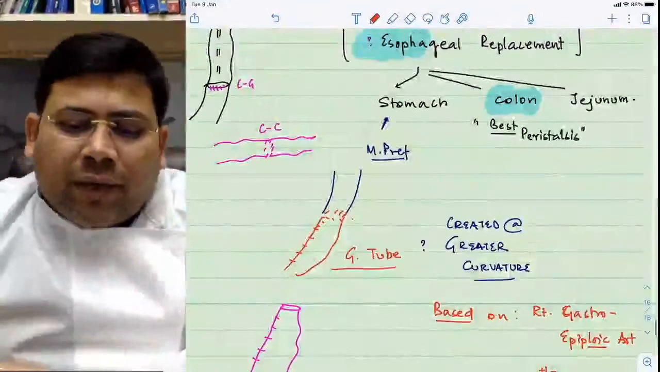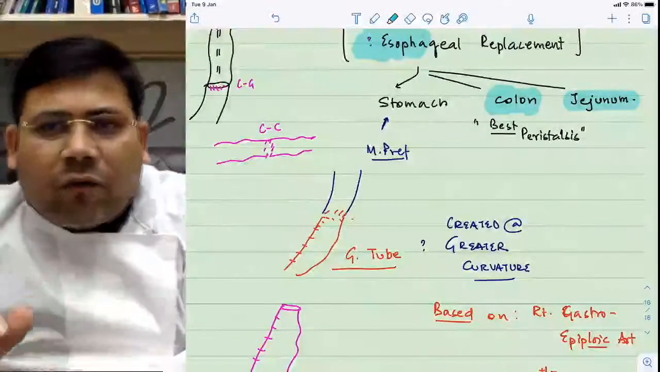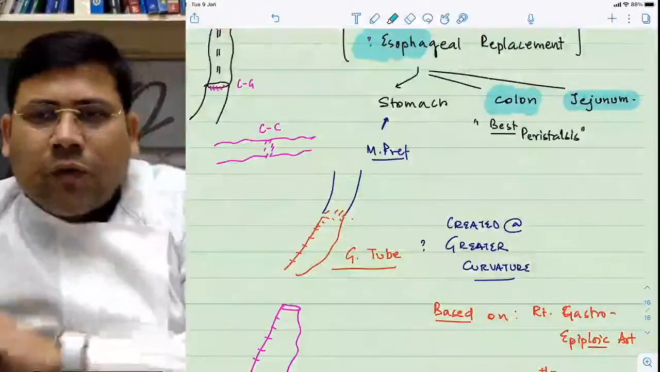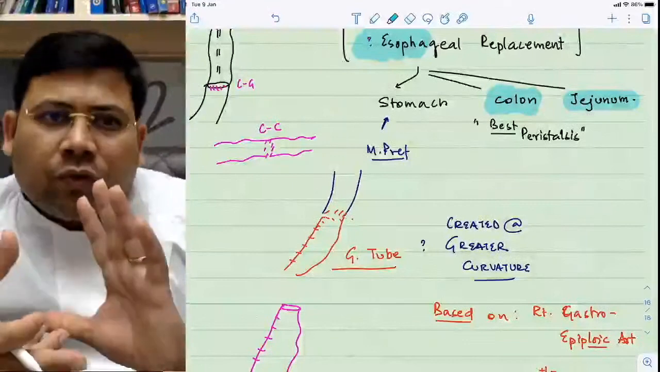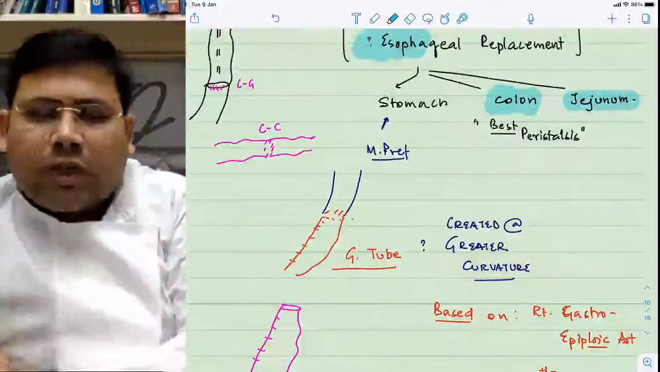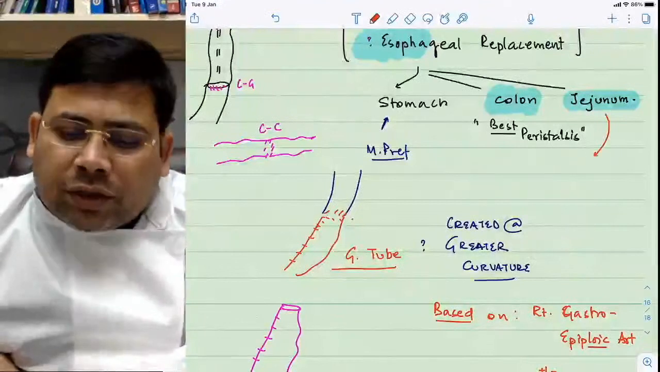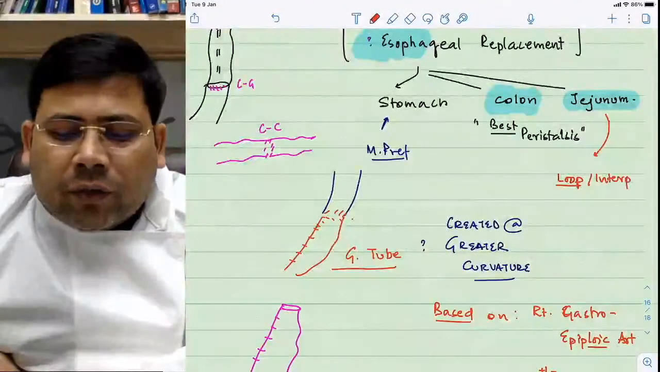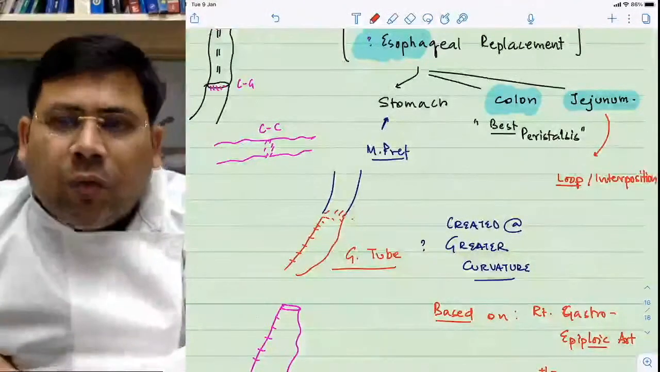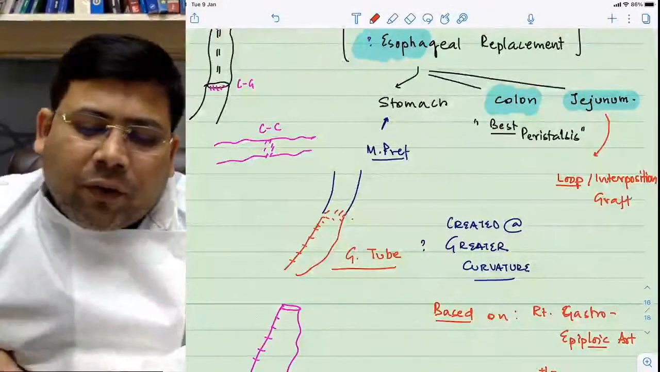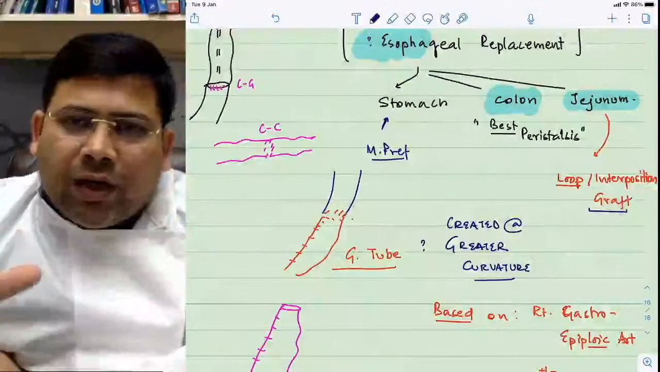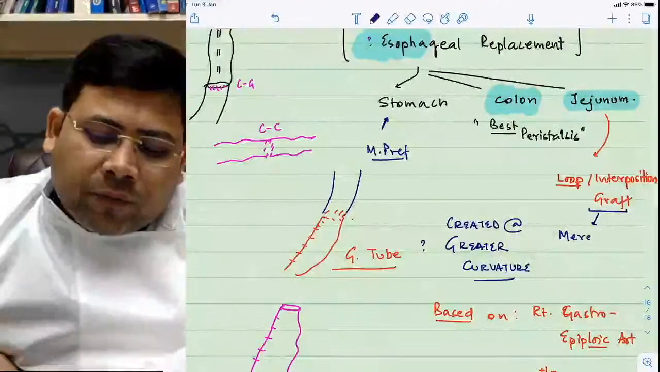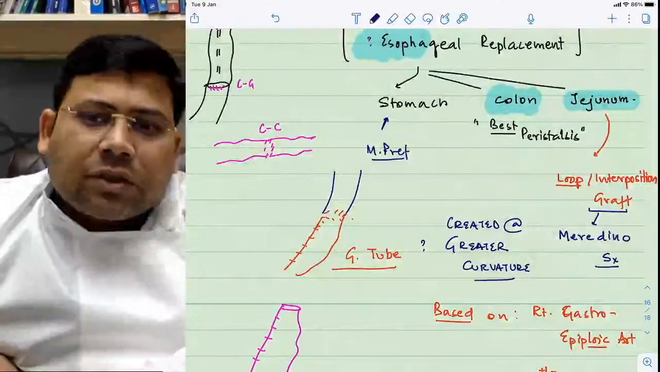Jejunum has always been used in the treatment of gastric reflux, etc. Whenever you have intractable post-gastrojejunostomy ascites, you used to interpose this jejunal loop or reverse it to create that slowing effect. So jejunum can be used as a loop or as an interposition graft. When you use an interposition graft of jejunum, like you were doing for colon, this surgery is known as Merendino's surgery or Merendino grafting.